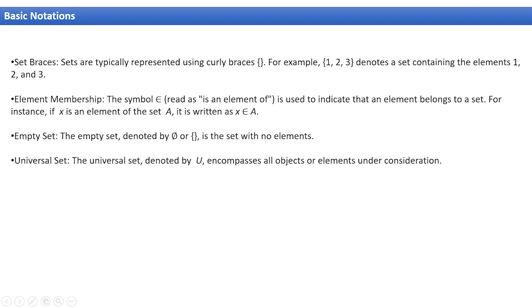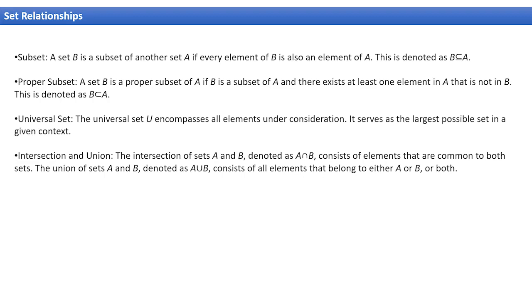Finally, let's discuss some set relationships. A set B is a subset of another set A if every element of B is also an element of A. If B is a proper subset of A, it means that B is a subset of A, but there exists at least one element in A that is not in B. And let's not forget about set operations like intersection and union, which help us combine or compare sets.